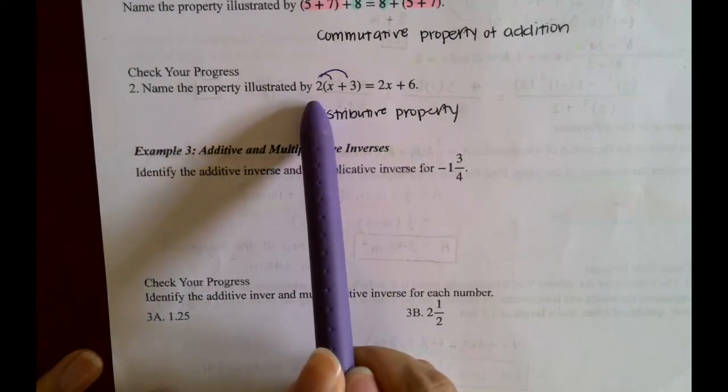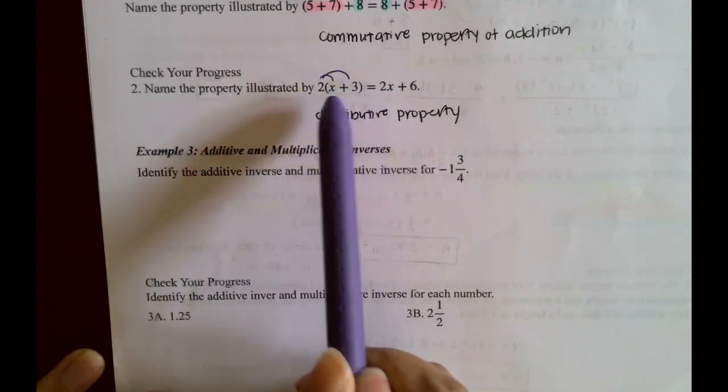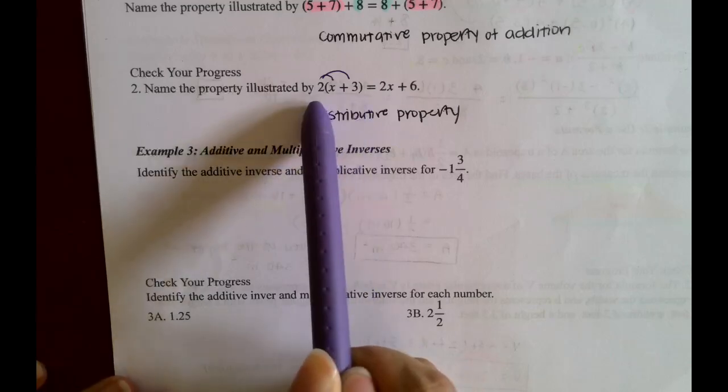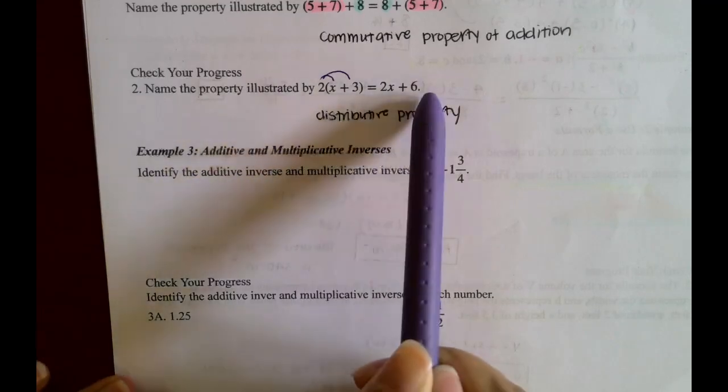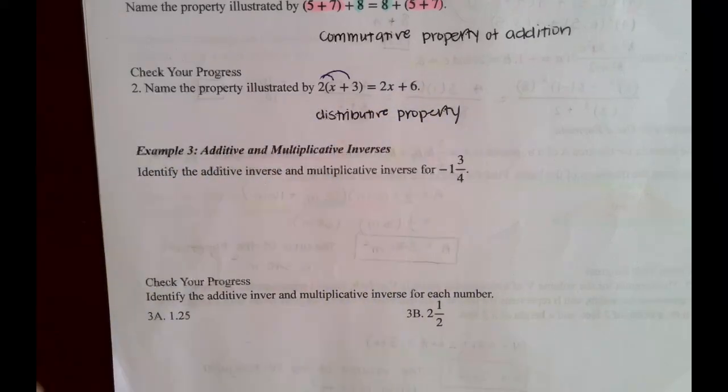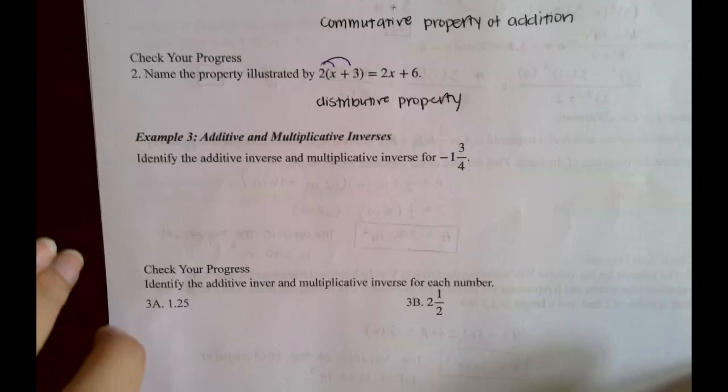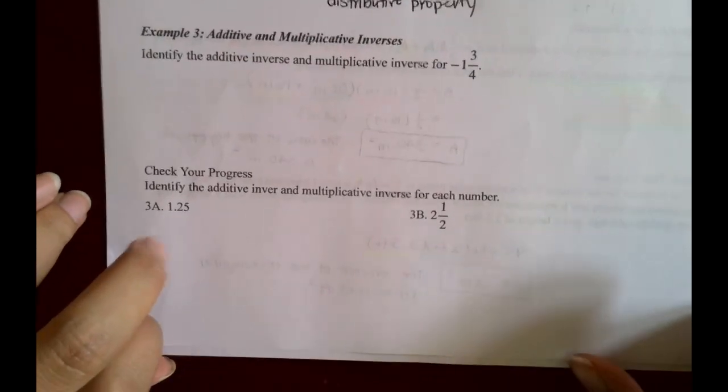So here I have 2 times, in parentheses, x plus 3. And note, I distributed the 2. 2 times x becomes 2x. 2 times 3 is 6. I distributed the 2. This is the distributive property. Okay? And then moving on to example 3.